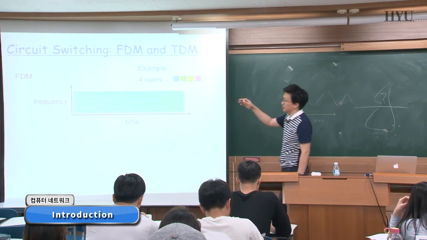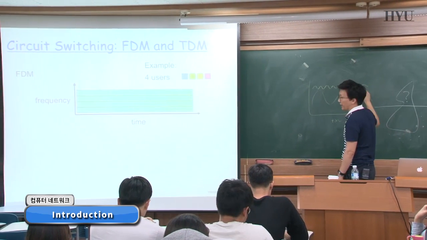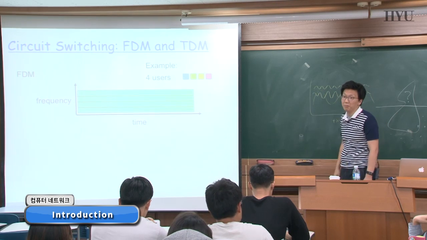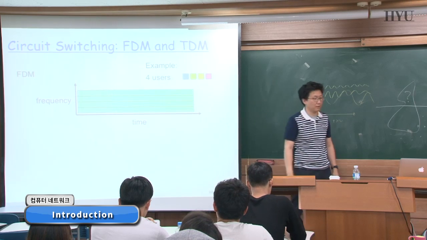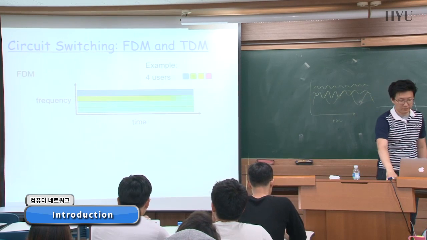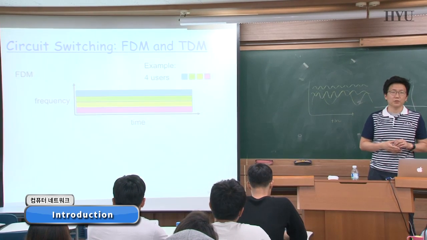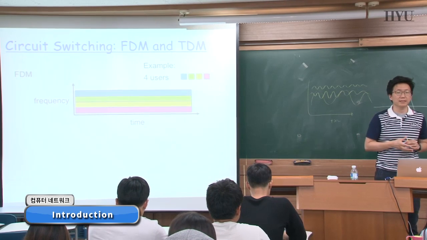They divide the frequency. Maybe user 1 sends the signal like that, and user 2 sends their signal a bit larger, like that. So they divide the frequencies to share, this way. So there may be a limitation on the maximum number of users that a frequency can take.